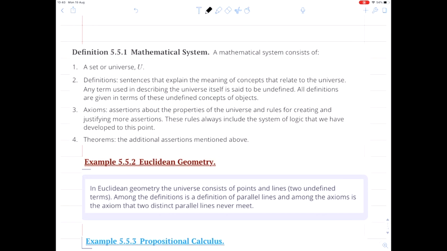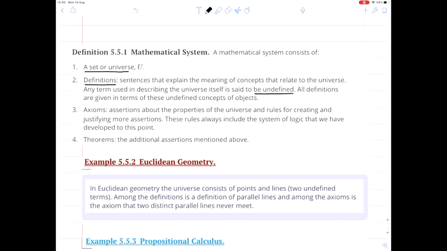Well, it's a set or a universe that has some definitions, which are sentences that explain the meaning of concepts that relate to the universe. And a little bit weirdly, any term used in describing the universe itself is said to be undefined. So this seems strange, but we're going to see an example that should make it a bit clearer.